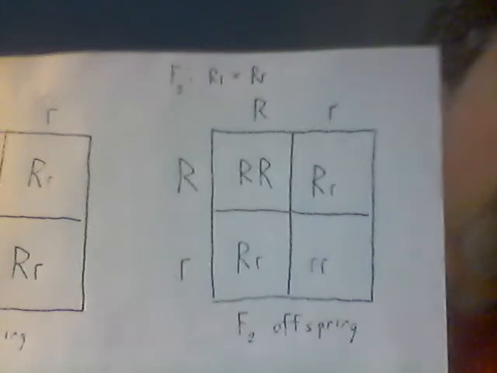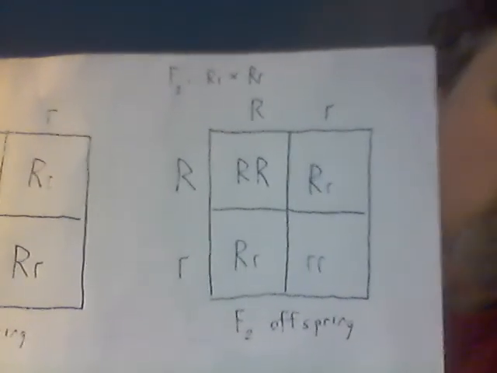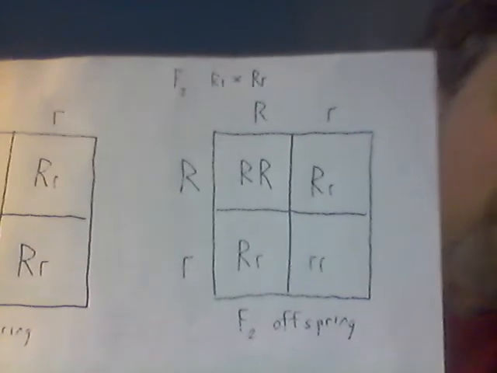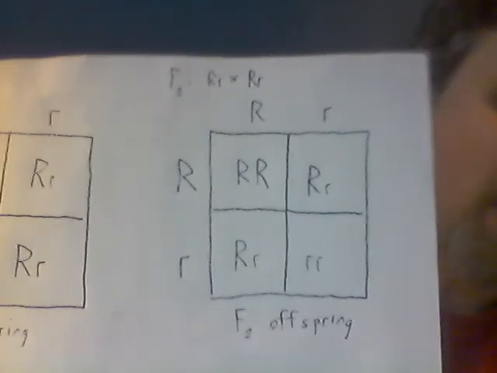That pattern, by the way, a 3 to 1 ratio in a heterozygote cross, is so common in genetics that we've given it a special name. We call it the Mendelian ratio, after Gregor Mendel.